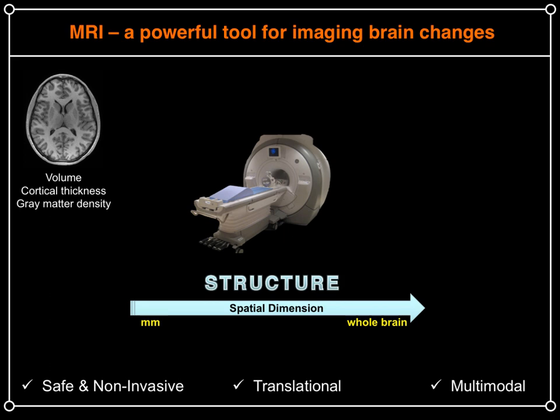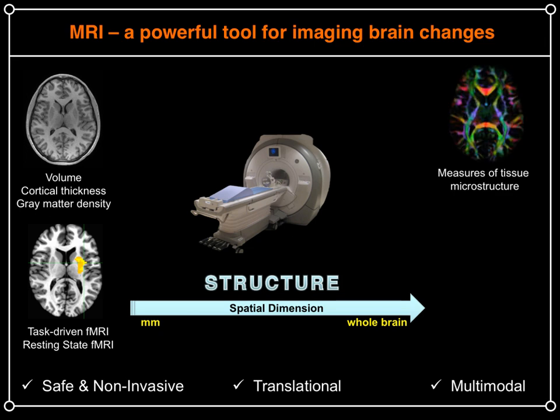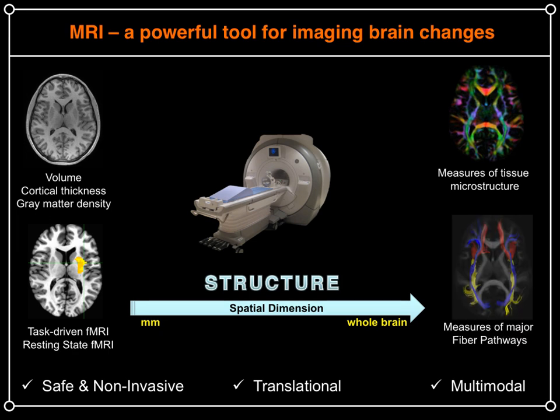Now, you could have the same subject, the same device. You could tweak the sequence and make it sensitive to deoxygenated hemoglobin. And now you're looking at task-driven fMRI, or you're looking at resting state fMRI, and you can look at functional connectivity and so on. Tweak the sequence and make it sensitive to the diffusion of water molecules, and now you can look at measures of tissue microstructure, and also look at measures of major fiber pathways in the living human brain.